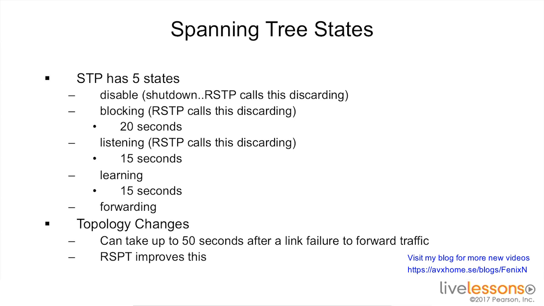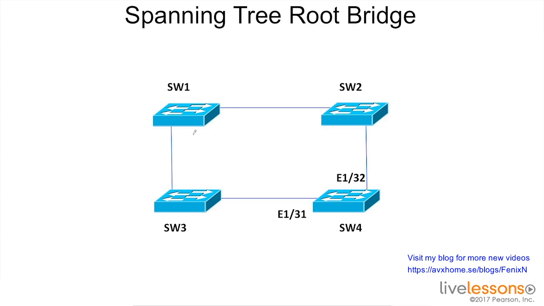With Rapid Spanning Tree, we greatly lessen the number of states a port has to go through in order to become active, and we go right from discarding to learning to forwarding. As you can see, Rapid Spanning Tree greatly reduces the amount of time it takes for a port to become active. Finally, let's take a look at how Spanning Tree finds its path back to the root.